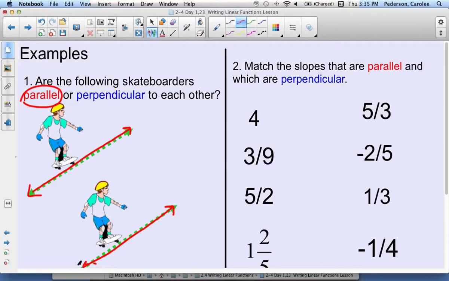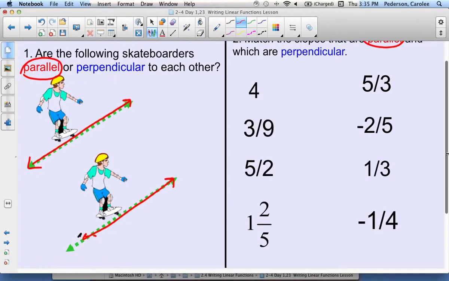The next example, number 2: which ones are parallel? So I'm going to put these ones in red. Well, one example for parallel is 3/9 and 1/3. I can reduce 3/9 to 1/3. So now those two are parallel.